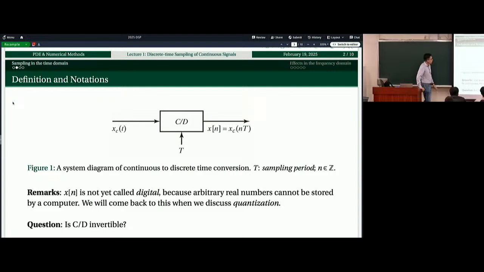So this is a system diagram of continuous to discrete time conversion, C to D. T is the sampling period, and n is an integer. And I have one remark.